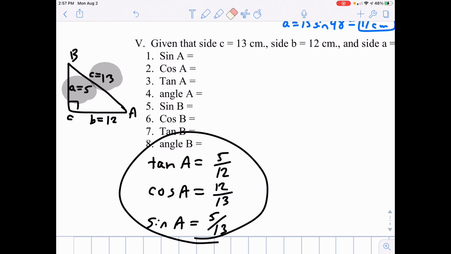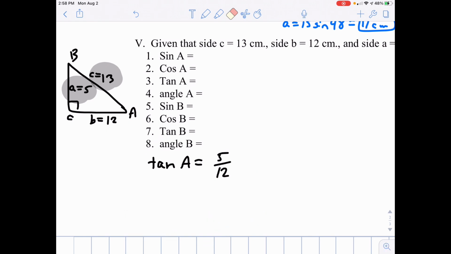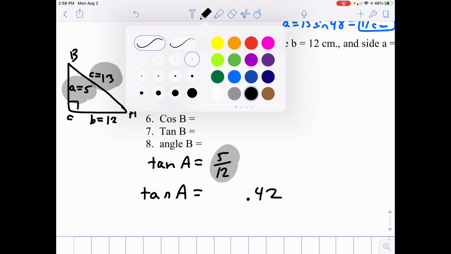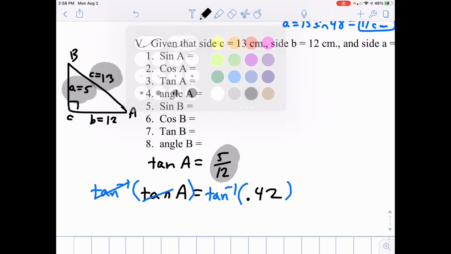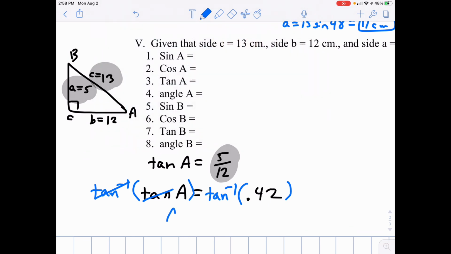Well, I'm going to go ahead and practice with tangent this one time, just because. First thing I'm going to do is rewrite 5/12 as a decimal. So 5 divided by 12 is about 0.42. So this becomes tangent of angle A equals 0.42. To solve for A, I'm going to take the arc tangent, just tan to the -1, of both sides of the equation. Cancels, cancels, out pops angle A. And A is equal to the arc tan of 0.42.